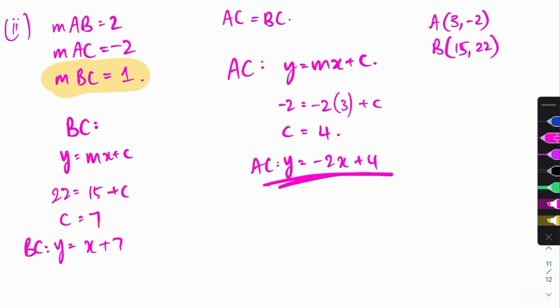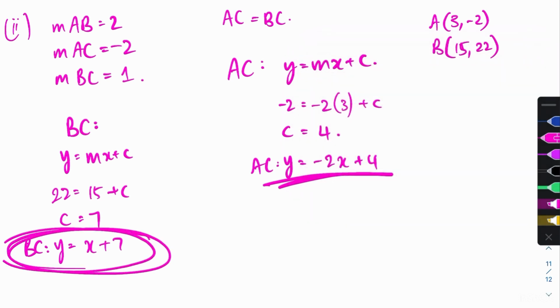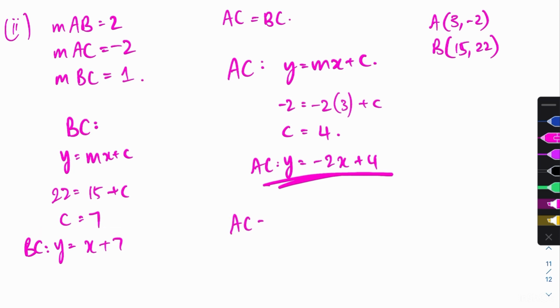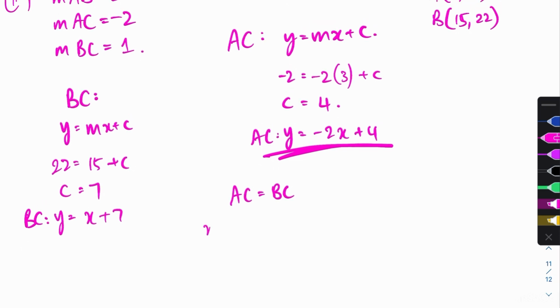Now what do we want to do? We want to equate both this and this to find point C. So AC equals BC. x plus 7 equals minus 2x plus 4. 3x equals minus 3, x equals minus 1.